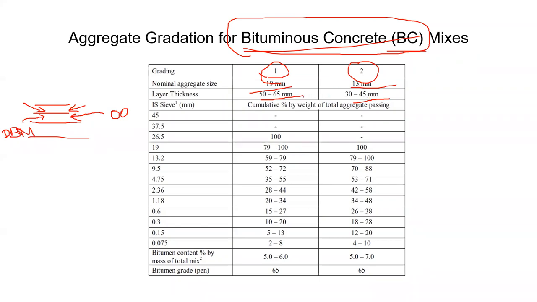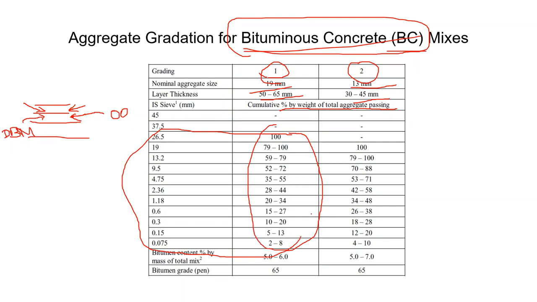Suppose it is BC1. So in BC1, the gradation is given. So what is this? This thing is nothing but your sieve analysis results, right? 26.5 mm passing, cumulative percentage of weight, total weight passing. That means the same thing that you found out using sieve analysis is shown here. So 26.5 mm passing should be 100%, 19 mm passing should be between 79 and 100, 13.2 passing should be in between. Why is it given in range? Because it will be very difficult to find a specific source of aggregate that will give you exactly these results.